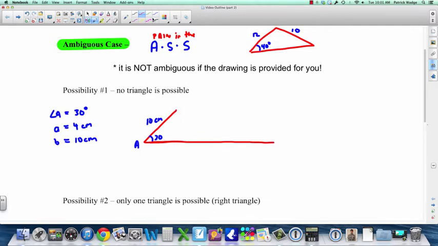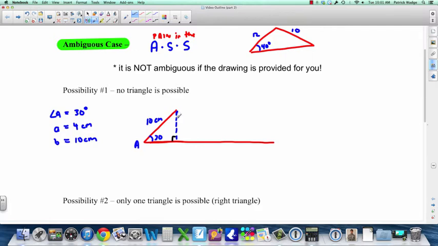So where would be the shortest line? The shortest line would be if I went straight down, not at an angle. I went straight down, and in doing so, what kind of angle do I make here? I make a right angle. So I now have a right angle triangle.